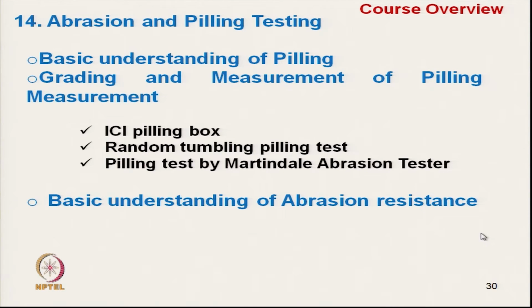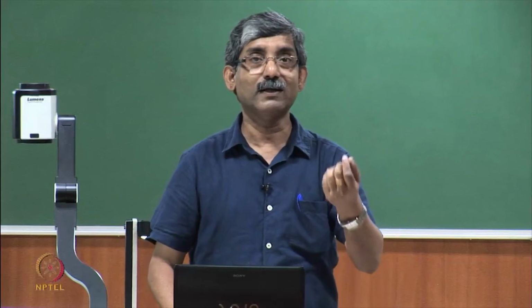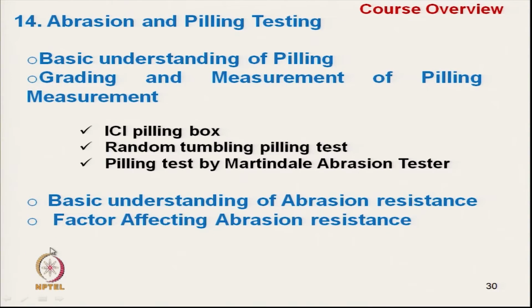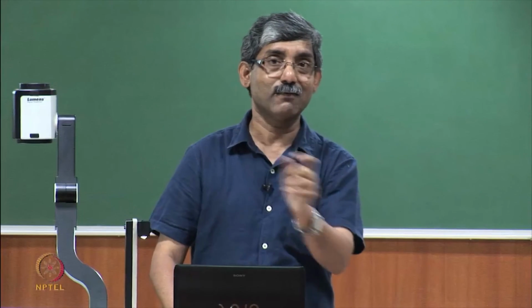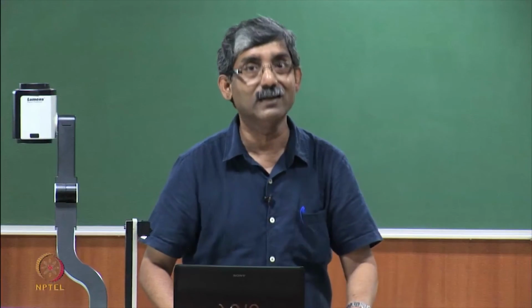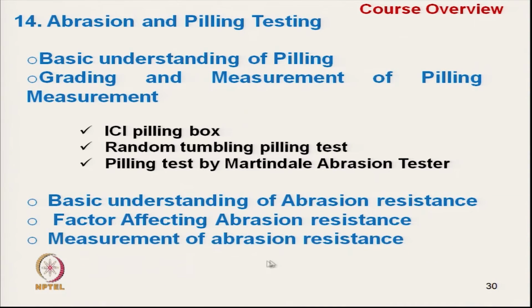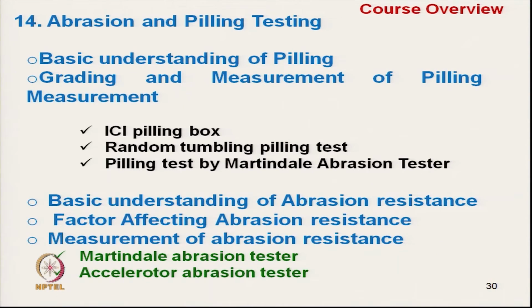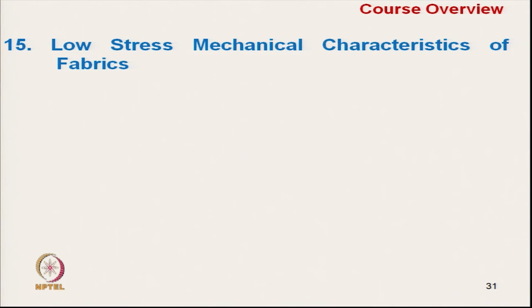So, pilling and abrasion are interrelated, but abrasion is something else, basically which abrades the fabric. It may or may not generate pilling, but it actually deteriorates the quality of fabric, where we will discuss factors affecting the abrasion resistance. So, for an instrument, if we change the factors, you will get a different abrasion result. Okay. And measurement of abrasion resistance, that we will discuss. Martindale abrasion tester is there, accelerator abrasion tester is there. So, this we will discuss.